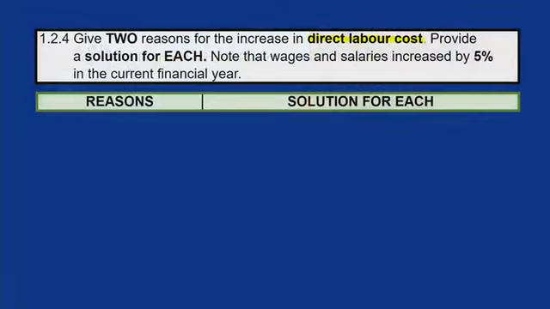and factory overhead cost. To specifically answer a question about direct labor, you need to give them 2 reasons why direct labor could have increased by too much. Because 5% is to be expected. That's the increase they got. And remember, increase in wage and salary would usually be determined by the rate of inflation. Now let's look at this.